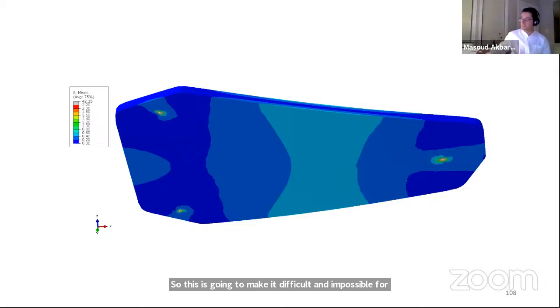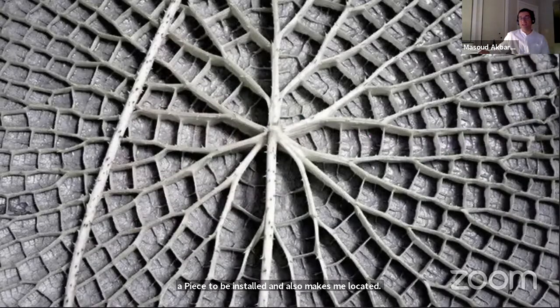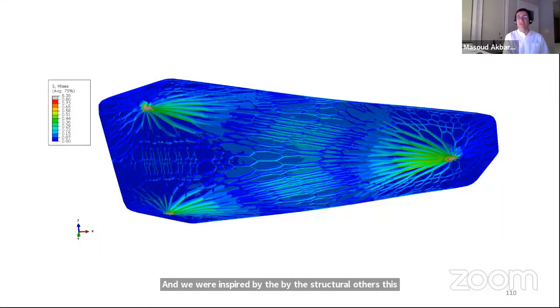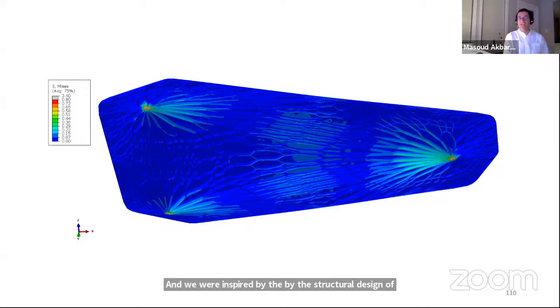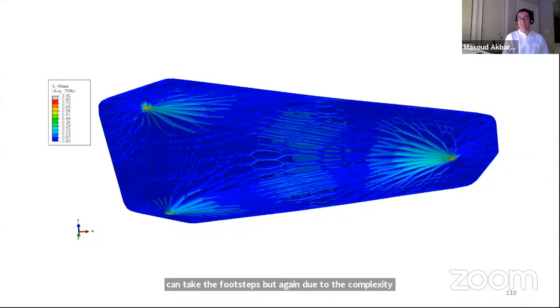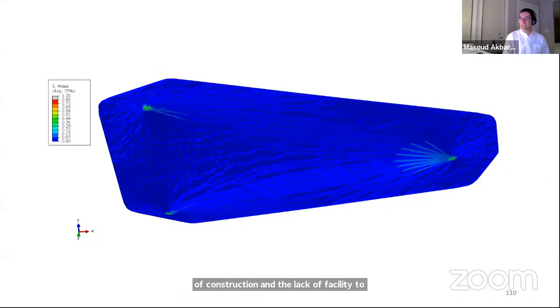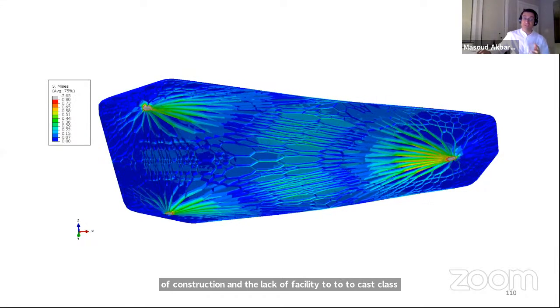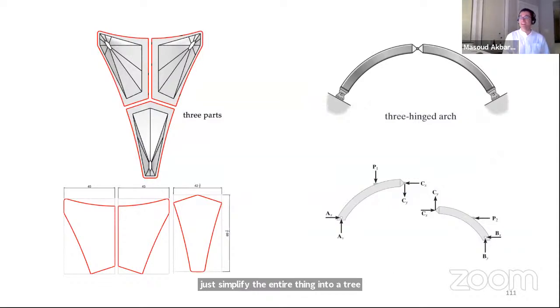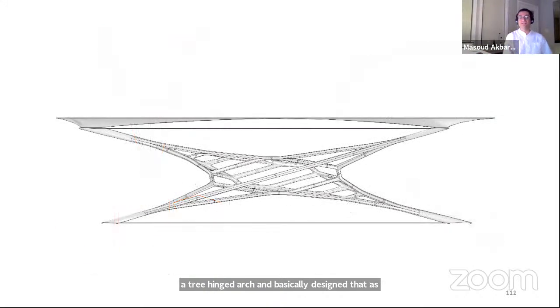So this is going to make it really, really difficult, and impossible, for a piece to be installed and also relocated. So we looked at the leafy flower, and we were inspired by its structural design and designed a similar compressional system that can take the forces. But again, due to the complexity of construction and the lack of facility to cast glass, we dropped this idea and simplified the entire thing into a three-hinged arch and designed it as a very, very thin glass that can span this distance and sit on the corners of the structure.